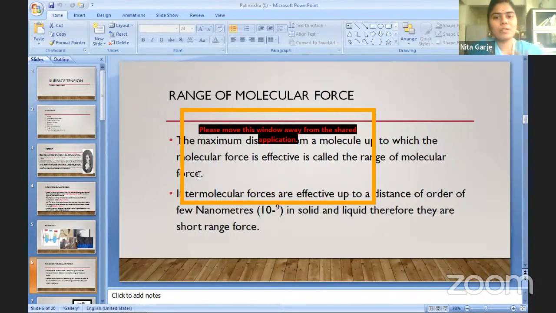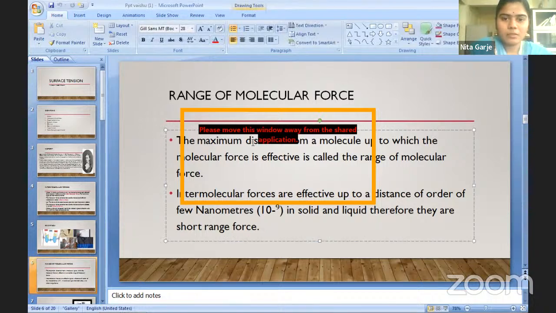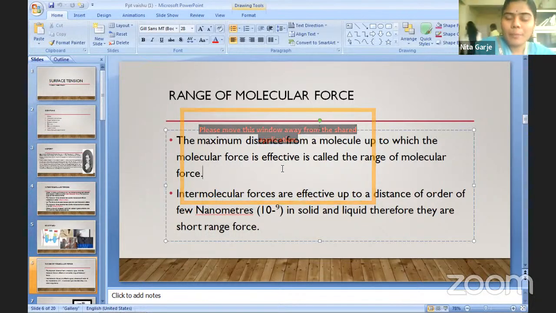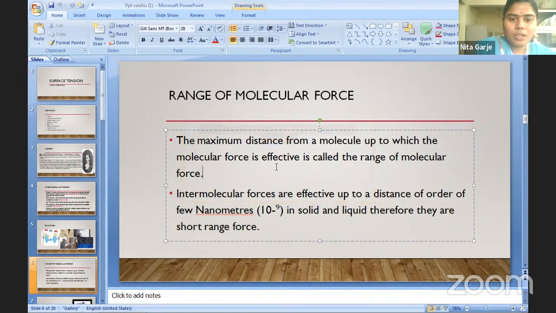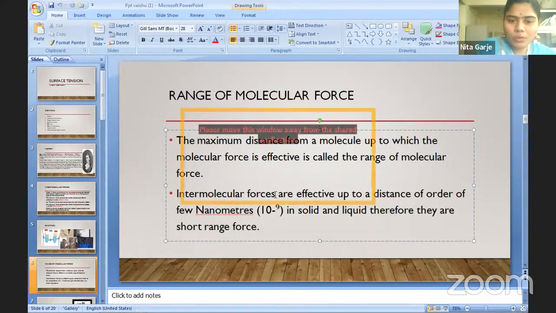The range of molecular forces. The maximum distance from the molecule up to which the molecular force is effective is called the range of molecular force. The intermolecular forces are effective up to a distance which is a few nanometers in a solid and liquid. Therefore, the range of molecular force is a short range force.